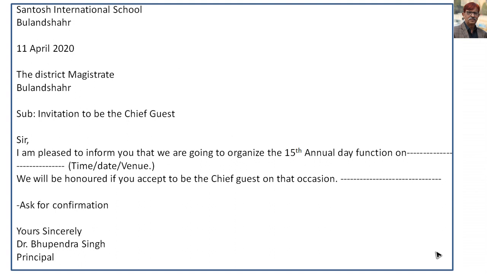Formal letter, first of all, at the top we write the sender's address, and here the sender is Dr. Bhupinder Singh and the school is Santosh International School, Bulandshahr. So you have to write the name of the school first. Leave one line, write today's date, 11th April 2020. Again leave one line, the district magistrate, Bulandshahr. Okay, this is called address of the addressee, means receiver's address.